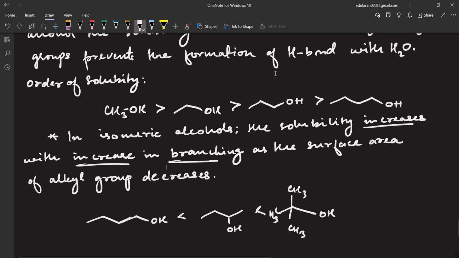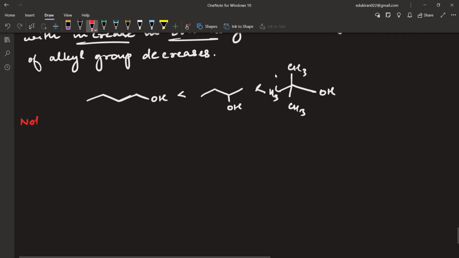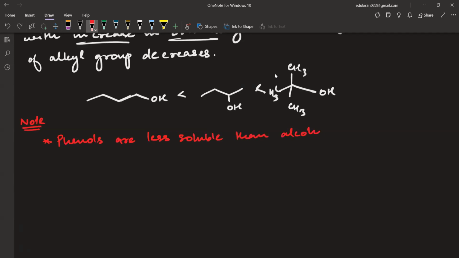Okay, right, last note. Phenols are less soluble than alcohols due to the presence of a bulky benzene ring.